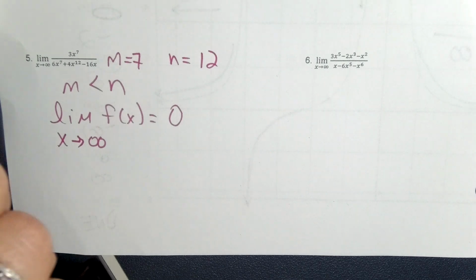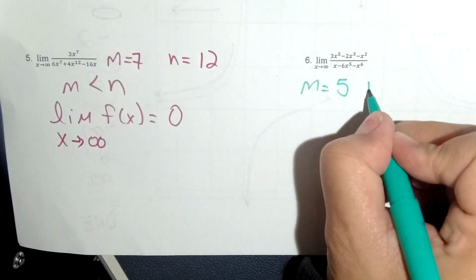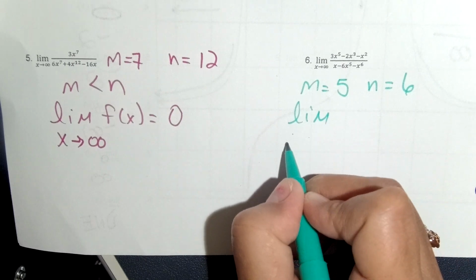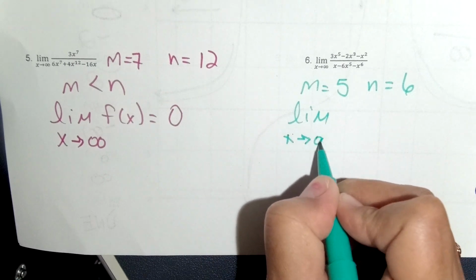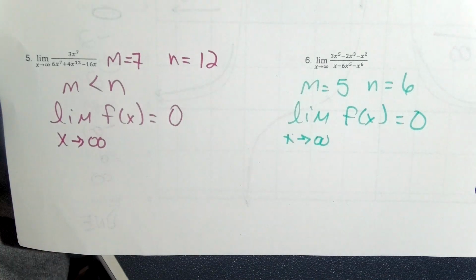Alright, last one. M is? 5. N is? 6. Very good. So then the limit is? 0. Cool beans? Capiche? Alright.